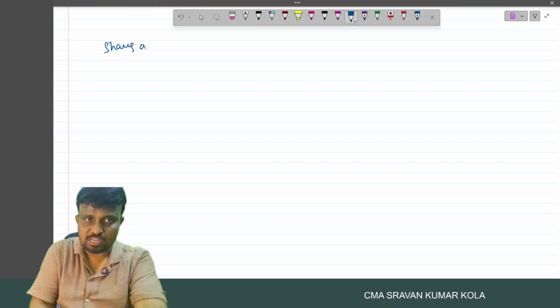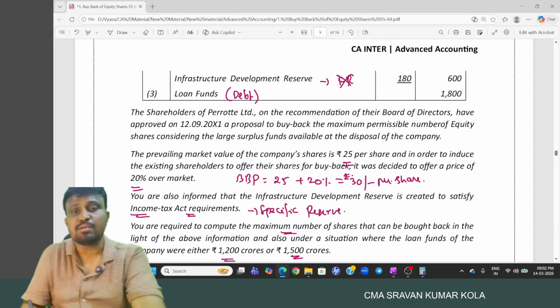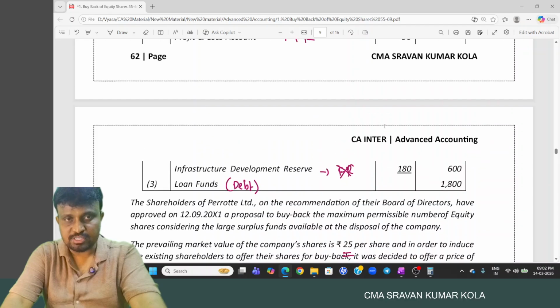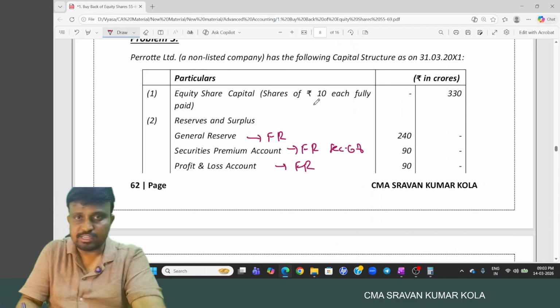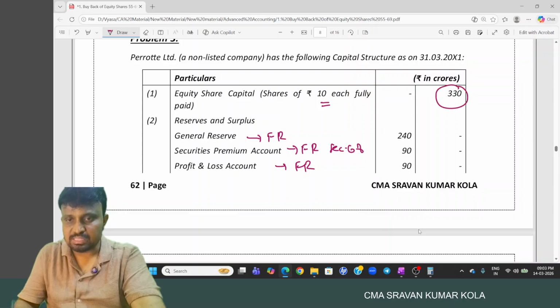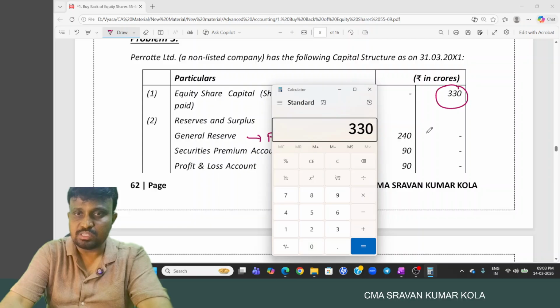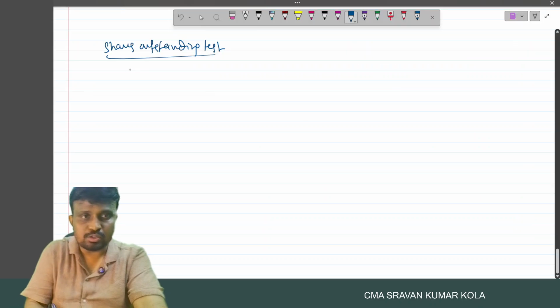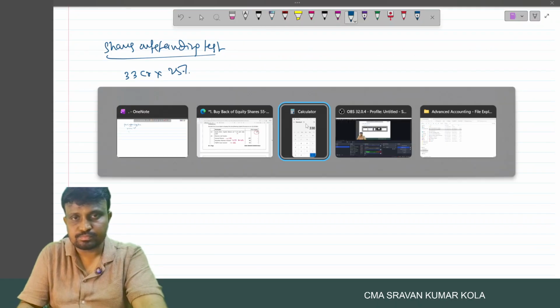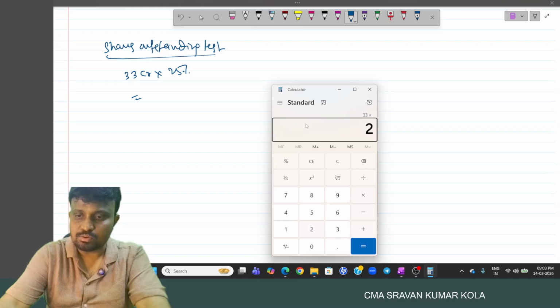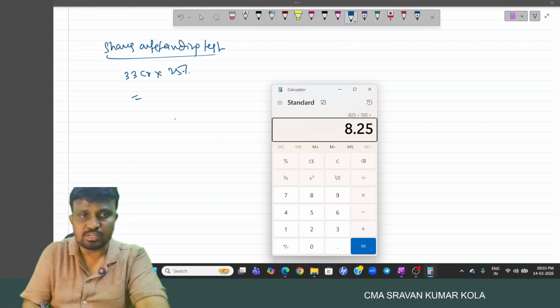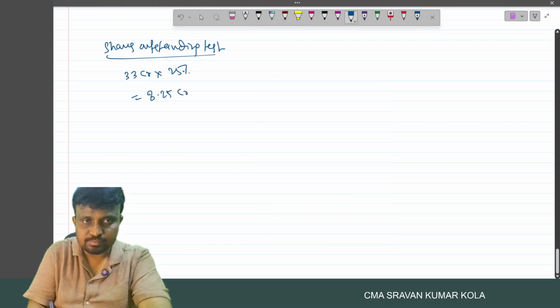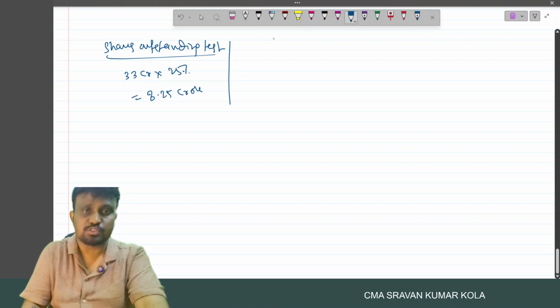First one, shares outstanding test. What is the number of shares outstanding on the balance sheet date? Here, 10 rupee shares fully paid up, 330 crore. 330 by 10 is 33 crore shares. So 33 crore into 25% is 8.25 crore. That is the first one.